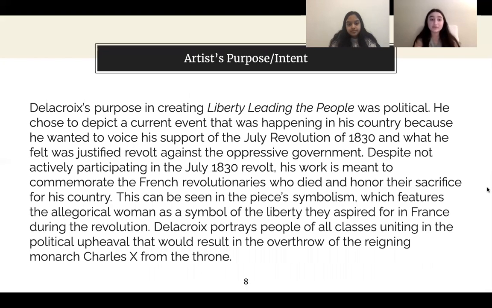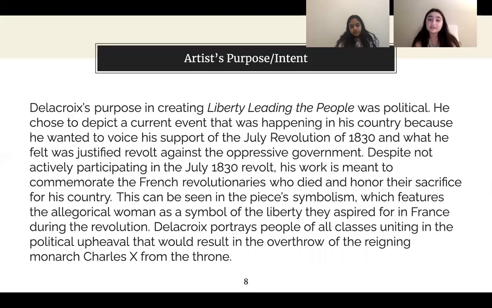So Delacroix's purpose in creating Liberty Leading the People was he wanted to depict an event that was happening in his country at the moment because he wanted to voice his support of the July Revolution of 1830 and what he felt was a justified revolt against the oppressive government and the monarchy. Despite not actively participating in the July 1830 revolt, his work is meant to commemorate the French revolutionaries who died and honor their sacrifice for his country.